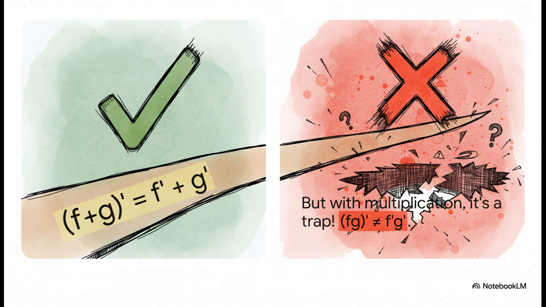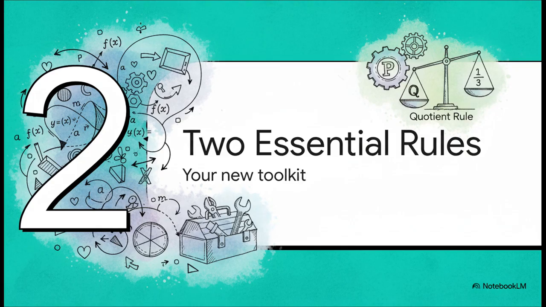Look, with addition, life is simple. The derivative of a sum is just the sum of the derivatives. You just go term by term. It feels, well, logical. But, and I cannot stress this enough, that logic totally falls apart with multiplication. It is so tempting to just multiply the derivatives, but it does not work. It's a fundamental misunderstanding of how these rates of change interact, and it will give you the wrong answer every single time.